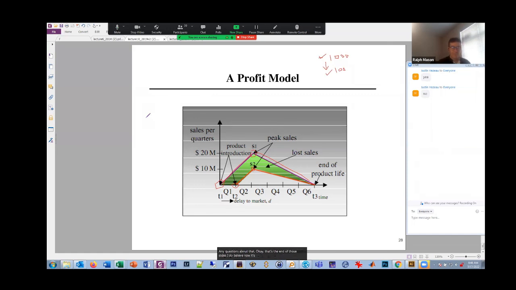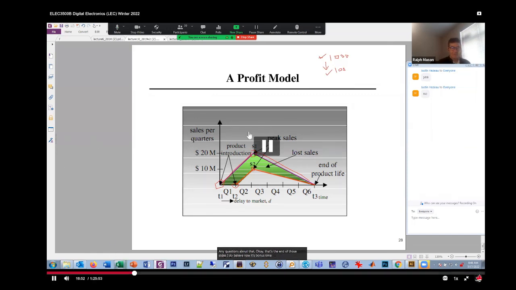Now it's bonus time. Bonus time, bonus time, bonus time.